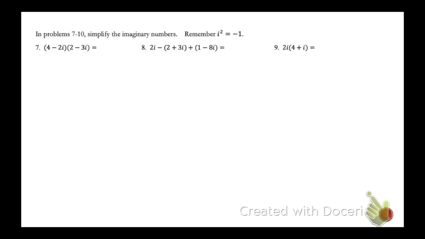For problems 7 through 10, we're going to simplify these expressions using imaginary numbers. And recall that anytime we have an i squared, we're going to replace that with a negative 1. So you'll see that's kind of what I'll do at the end of some of these problems. So for this first problem, we can either use box method or FOIL. Either one works. I'm going to use FOIL.